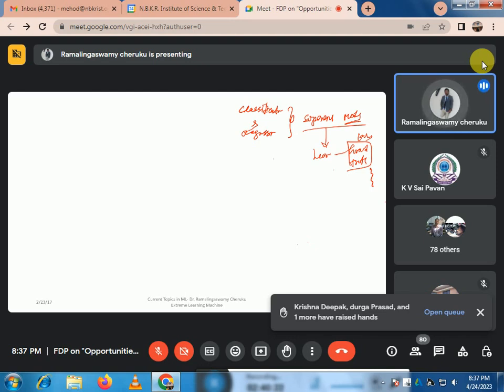Now, suppose there is another type of problem called anomaly detection or outlier detection. So what is this anomaly detection?